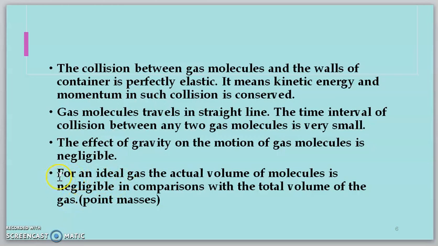Now, next is a postulate. For an ideal gas, the actual volume of molecules is negligible in comparison with the total volume of the gas. It means that gaseous molecules are considered as point masses, and because of this, the actual volume of a gaseous molecule is negligible as compared to the total volume of the gas.